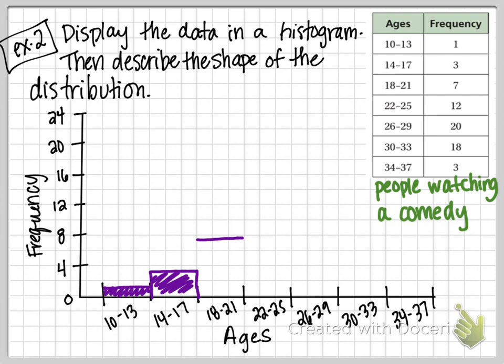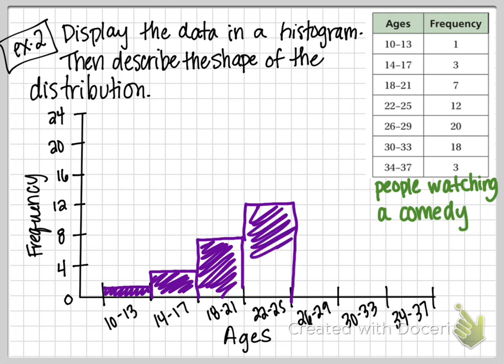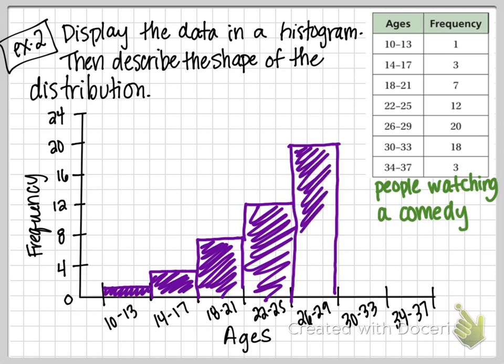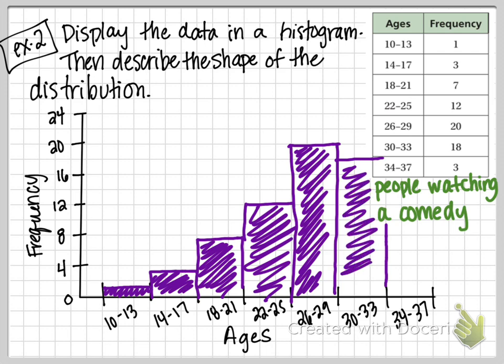7 between 18 and 21. 12 between 22 and 25. 20, so then we go way up. And then 18, I'm going to sort of fall off here a little bit. I'm going to have to cover up my writing, but we can see the distribution, right? And then back down to 3 over here.